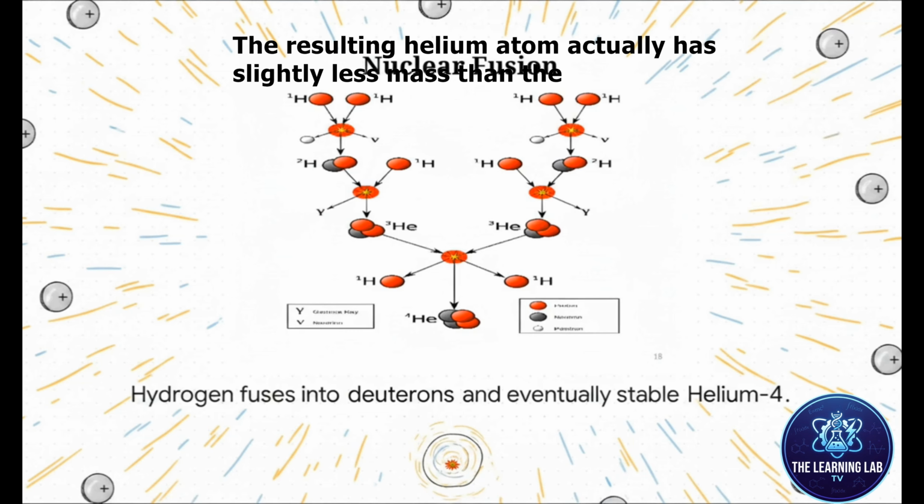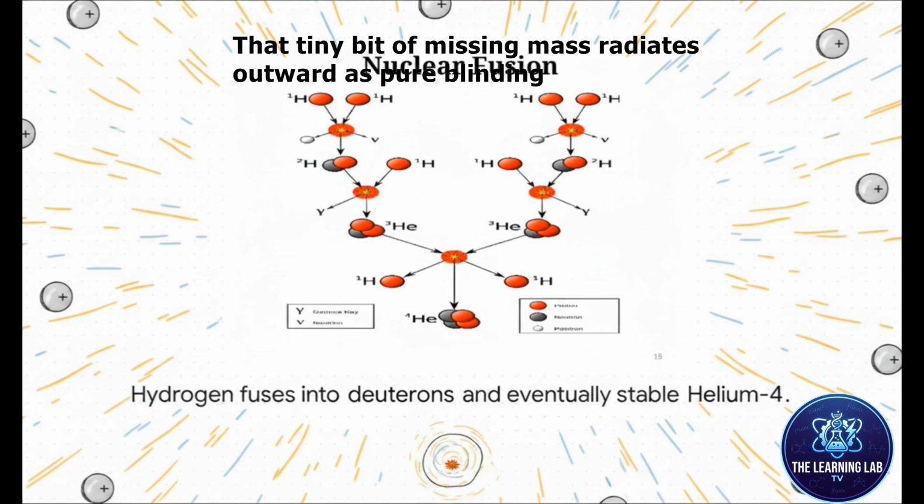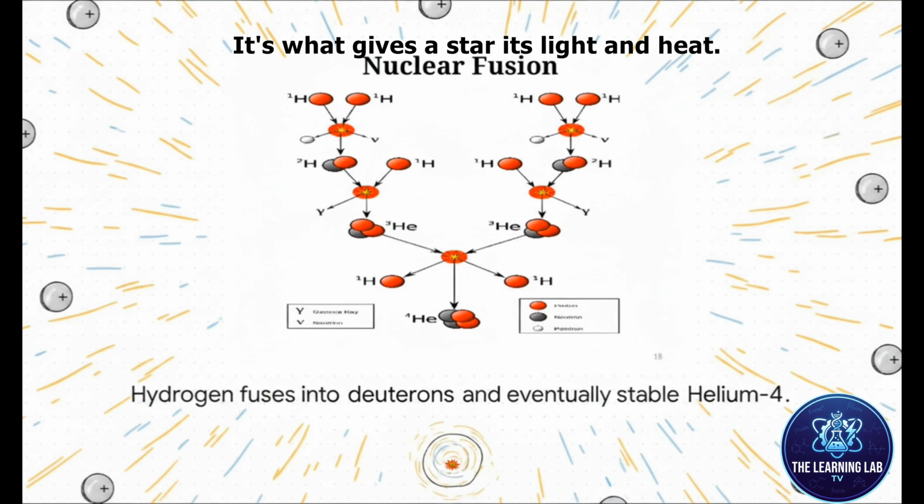The resulting helium atom actually has slightly less mass than the protons that went into it. That tiny bit of missing mass radiates outward as pure, blinding energy. It's what gives a star its light and heat.